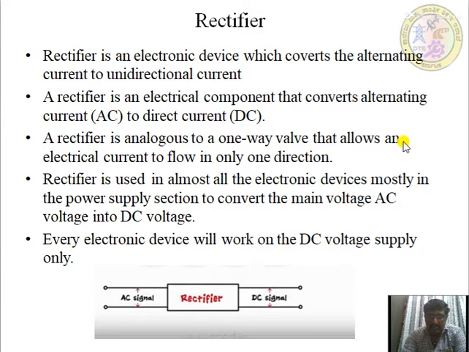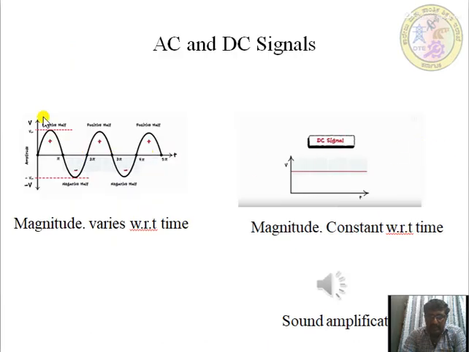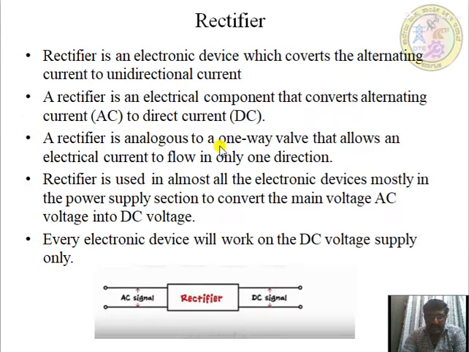Now, the definitions of a rectifier. A rectifier is an electronic device which converts alternating current to unidirectional current, flowing only in one direction. It can also be defined as the electrical component that converts alternating current AC to direct current DC. Or, a rectifier is analogous to a one way valve that allows an electrical current to flow in only one direction. All these three statements remain the same. The only thing is it converts from AC to DC, that is, in only one direction.